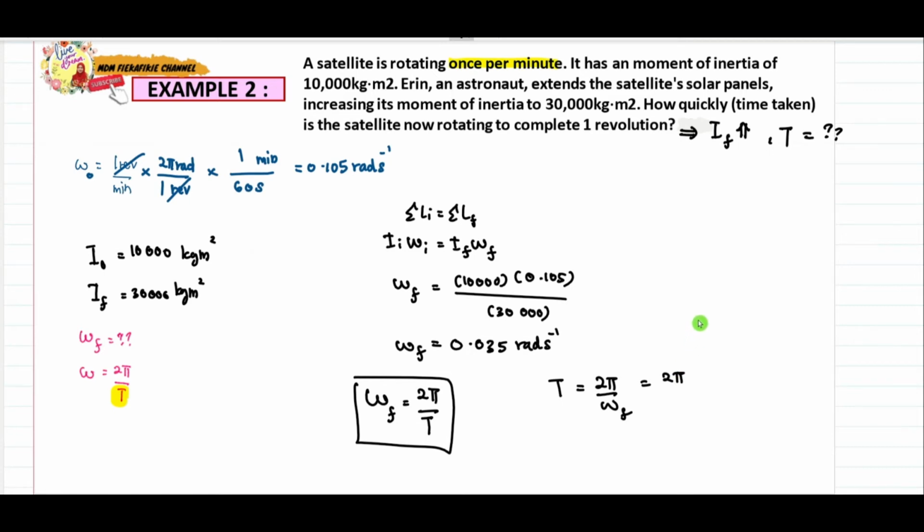Omega here is omega final. Before we increase the moment of inertia for the satellite, it is rotating once per minute, meaning it can complete one revolution in 60 seconds. But when we increase the moment of inertia, it will affect the period, which is the time taken to complete one revolution. So omega final is 0.035. Press your calculator and you will get T is equal to 179.5 seconds. So we finish example number 2.